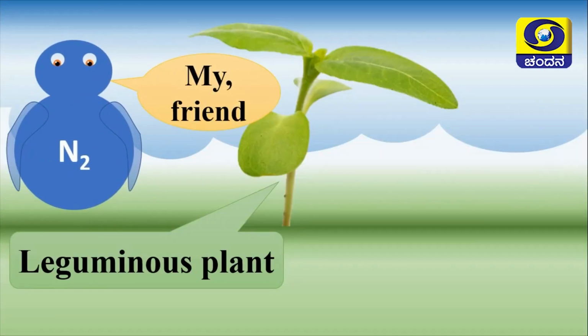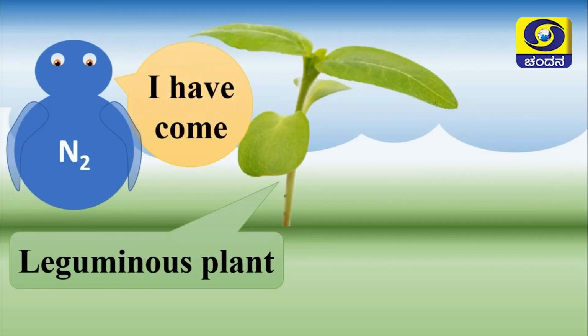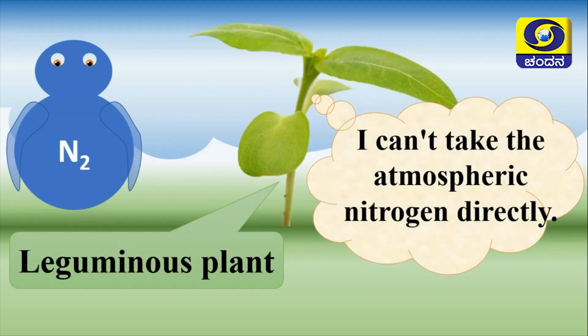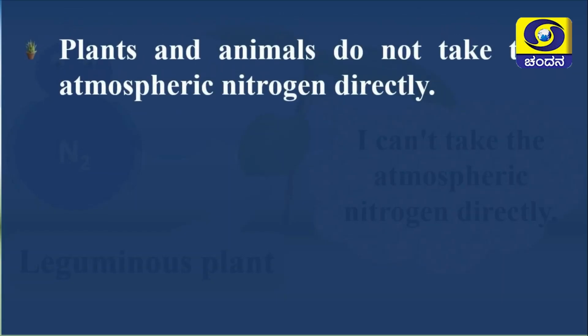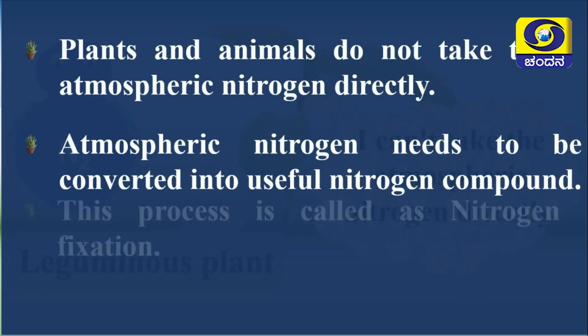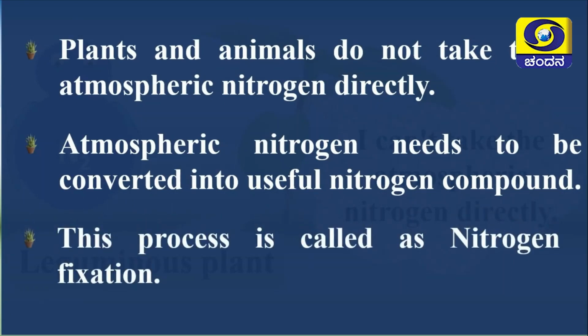My friend, I have come. Pardon, my friend. I can't take the atmospheric nitrogen directly. Plants and animals do not take the atmospheric nitrogen directly. Atmospheric nitrogen needs to be converted into a useful nitrogen compound. This process is called nitrogen fixation.